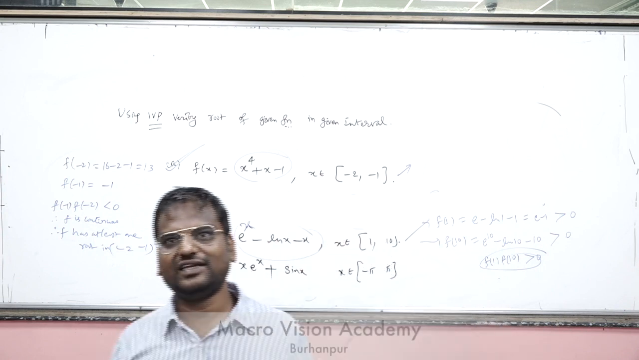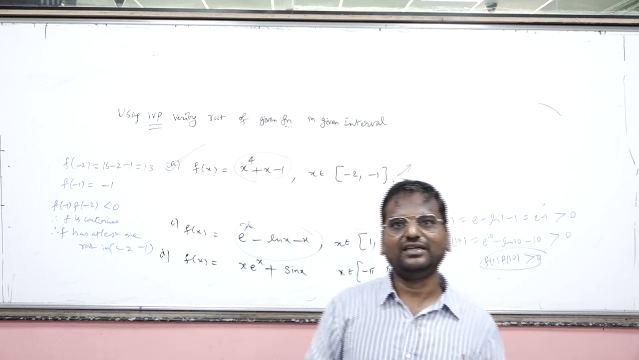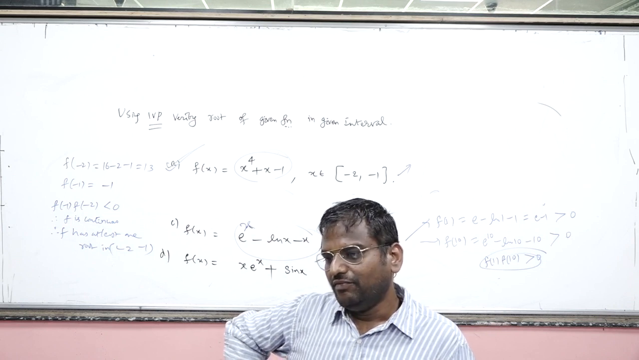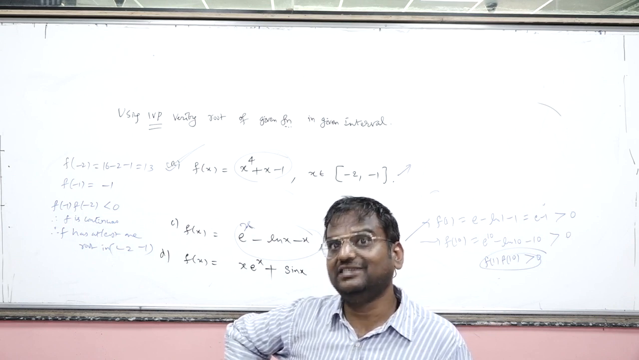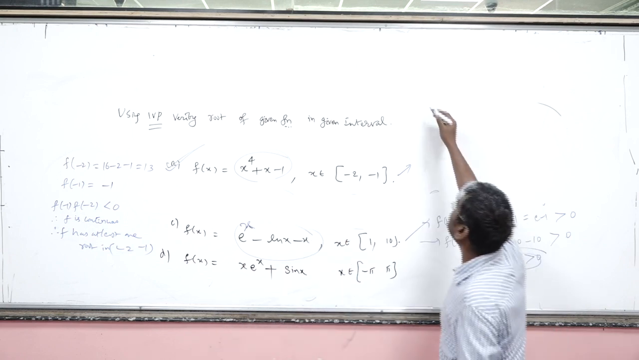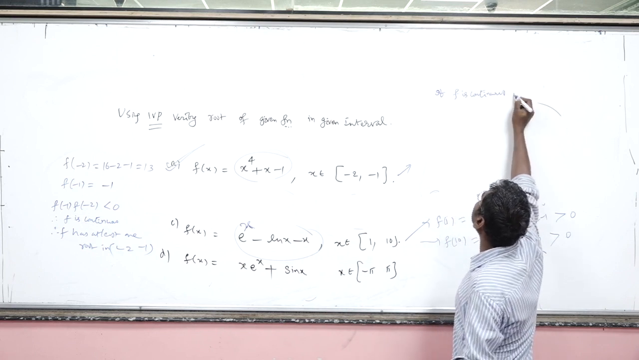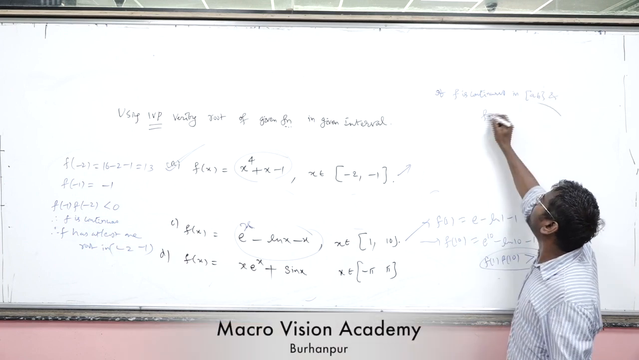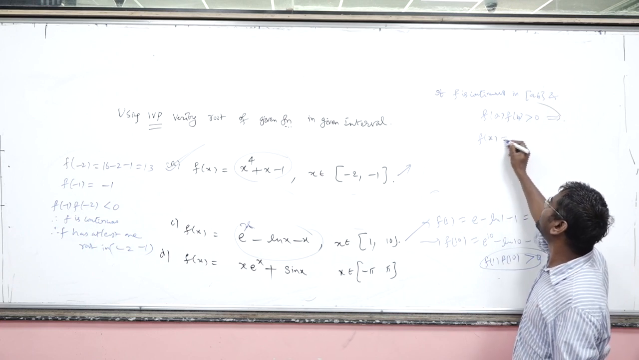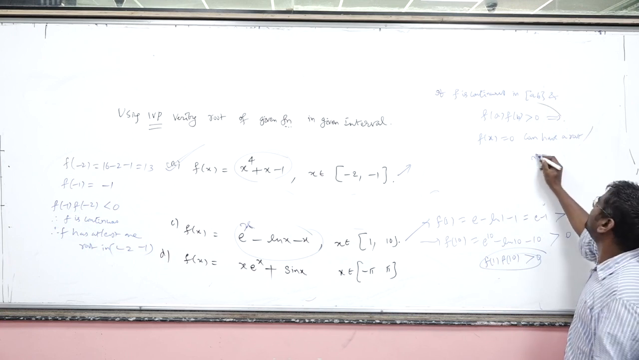Continuous, but the product is greater than 0. Does that mean it will not have a root? No. Most important thing in the IVP, the converse need not be true. That is, whenever f of a into f of b less than 0, you can guarantee that there is a root. But if f is continuous in a to b and f of a into f of b greater than 0, then f of x equal to 0 can have a root or need not have a root.